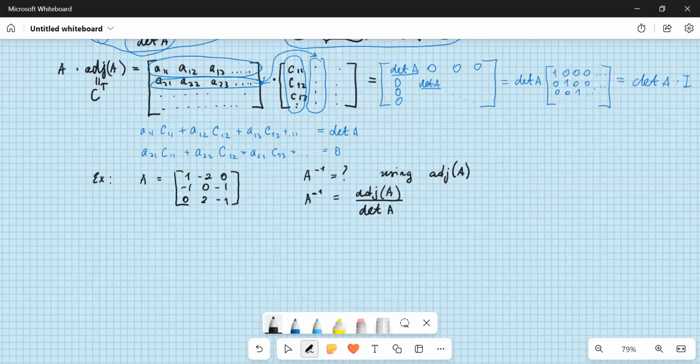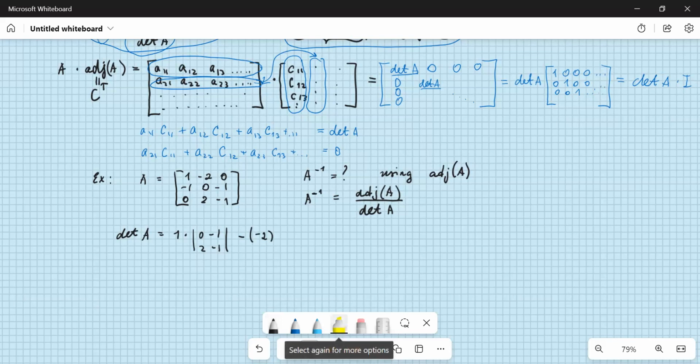For a 3 by 3 matrix, we actually can do expansion by the first row, for example. So the determinant of A is going to be 1 by the determinant of the remaining matrix, which is 0, -1, 2, -1, right? And then minus, remember the plus-minus alternation, and then minus 2, the coefficient itself. And then what happens if you cross this element out? We are going to have the determinant of the matrix -1, 0, -1.